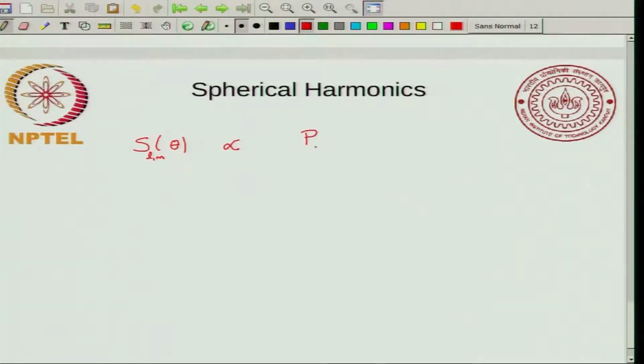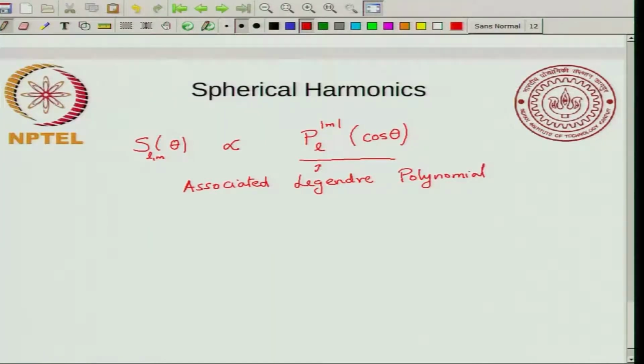P L m of w. You remember what we had was w equal to cos theta. So the variable in which we wrote the associated Legendre equation was w, which is cos theta. So this polynomial is called the associated Legendre polynomial. It is closely related to the Legendre polynomial. For the Legendre polynomial, you just had P L. Now you have P L and m.